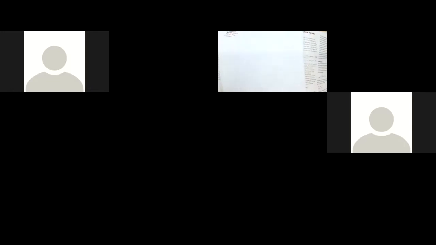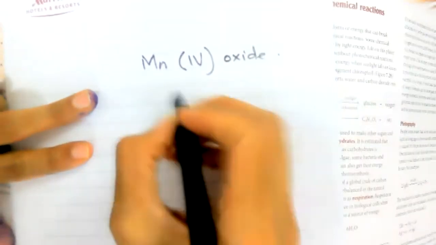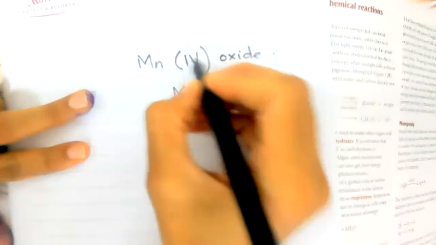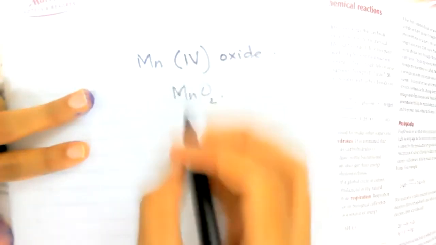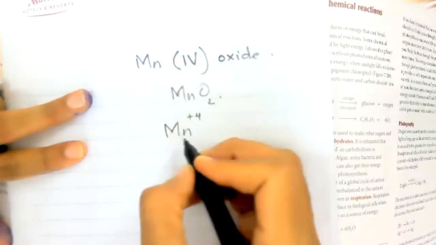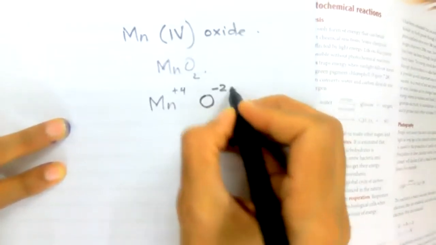Okay, real quick. Manganese 4 oxide, right? So why is the formula MnO2? It is because this 4 is telling us that the oxidation state of manganese is +4. Why +4? Because this is a metal, so it is going to give away electrons, so it gets a positive charge on itself. Oxide is an anion, -2.